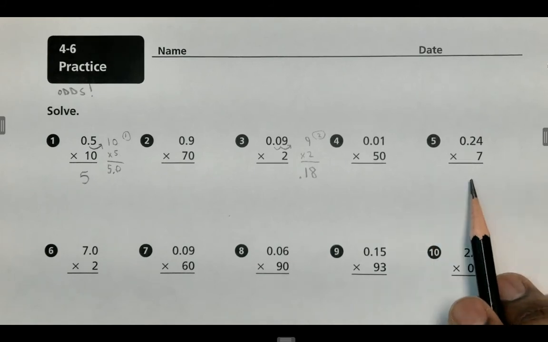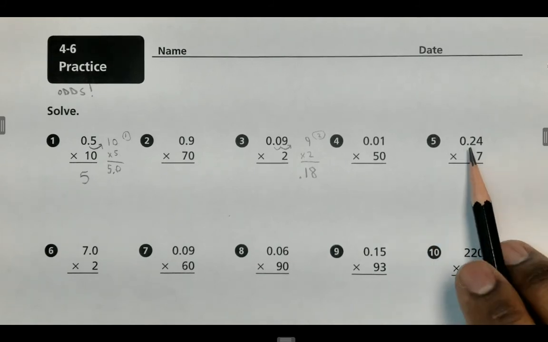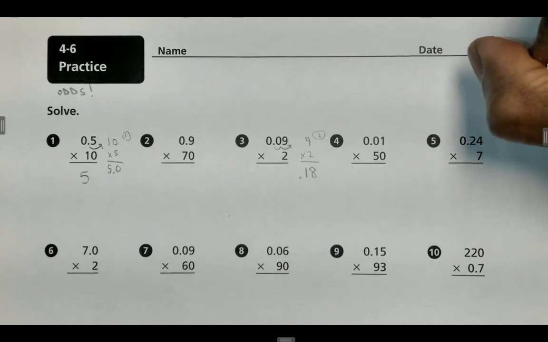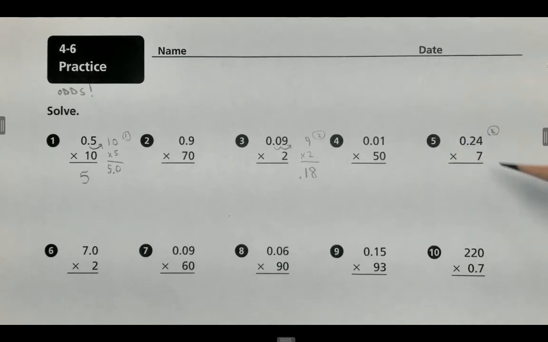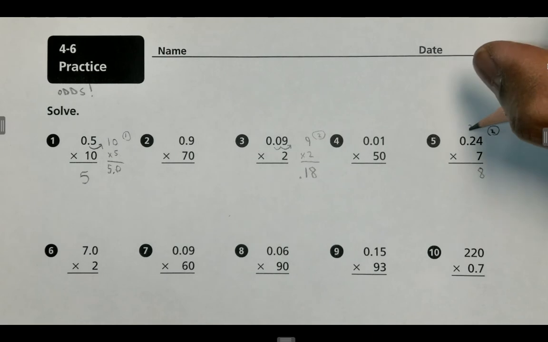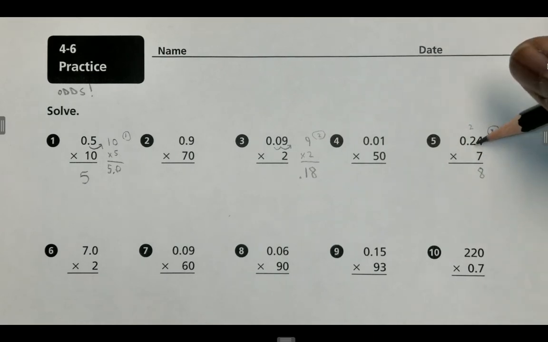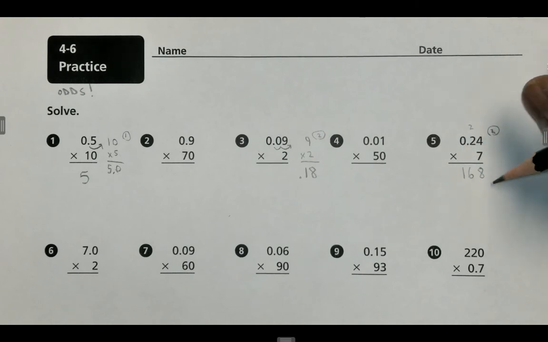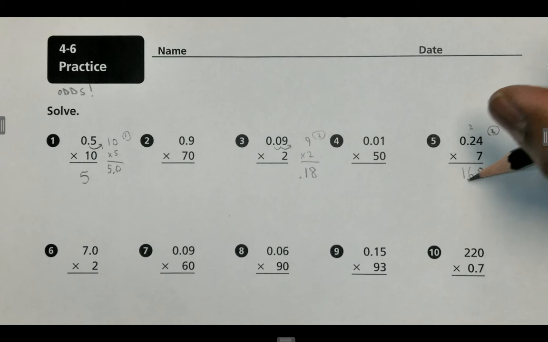Number 5, 24/100 times 7. Whoop, whoop. 2 pushes out. I can think about this problem now as 24 multiplied by 7. 7 times 4 is 28. The 8 will come down. 2 gets carried. 7 times 2 is 14, plus the 2 is 16. Come in two place values. Pew, pew. 1 and 68/100.